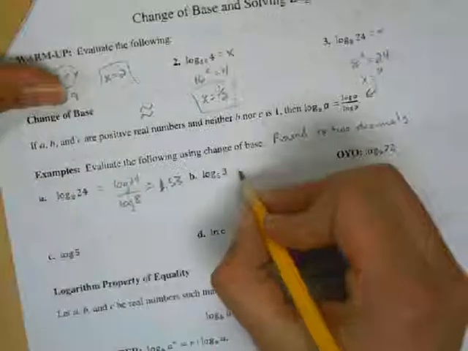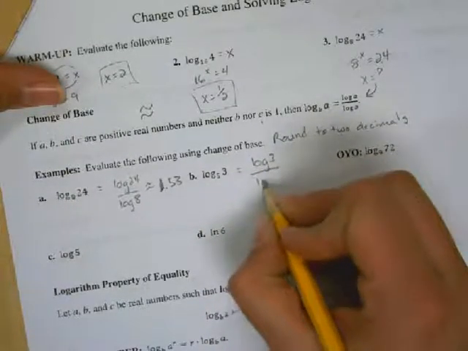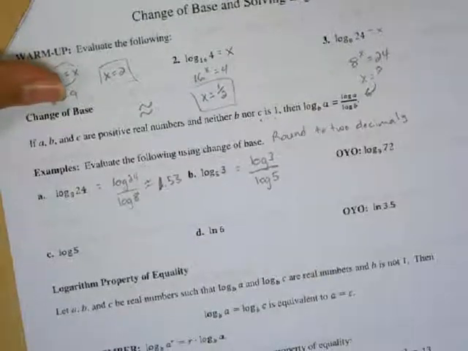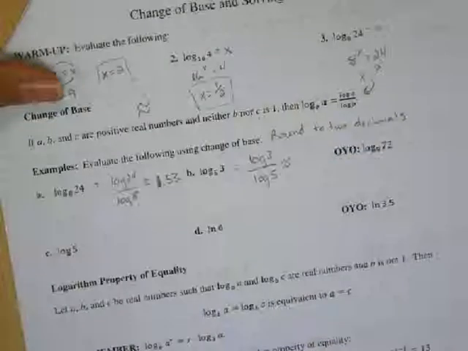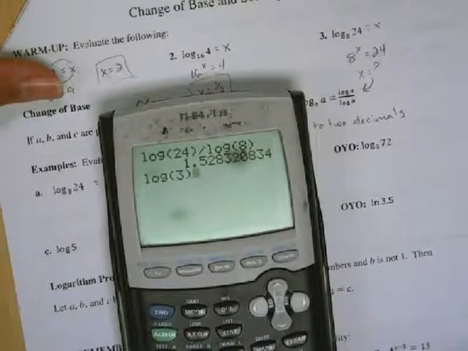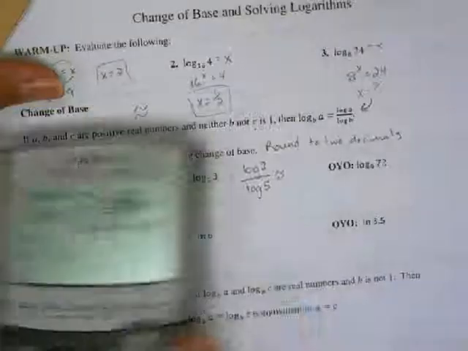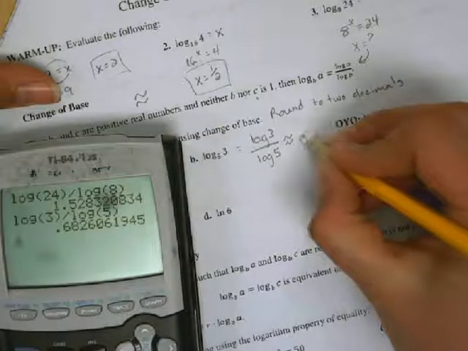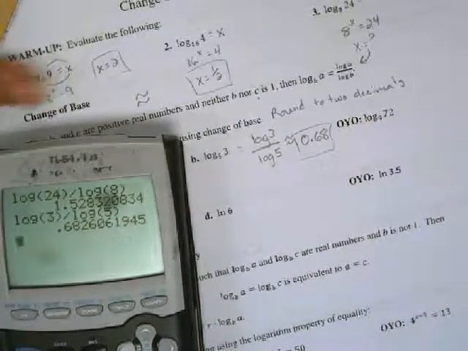Okay? So same thing here. Log of 3 divided by the log of 5, which is going to be an approximate. So again, you go log 3, close, divided by log 5, close, and that's going to give me approximately 0.68. Okay, approximately 0.68 is my answer there.